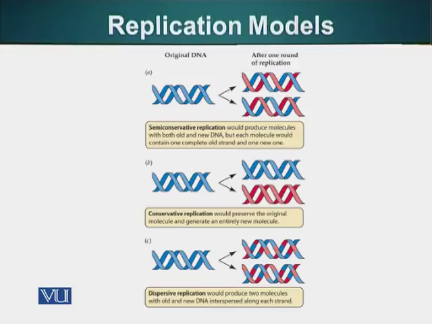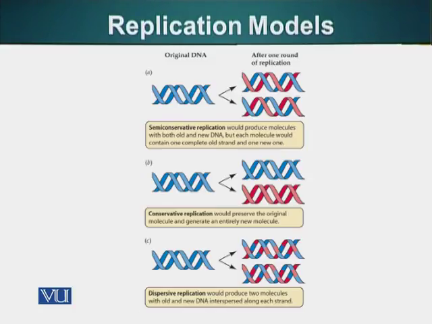The conservative model is where the two DNA strands separate and new strands are formed, and somehow the original parental strands come together again, and the new strands also come together and form hydrogen bonding between the bases. There's also the dispersive mechanism of replication, in which some parts of old and some parts of new DNA are present in the progeny DNA molecule.